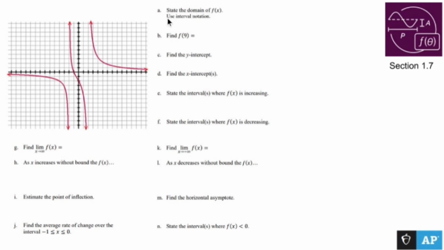All right, so state the domain of f of x, use interval notation. The domain is basically where the x is being represented. Now we have two places where x is not represented. Anytime we see an explosion where it goes down and then reappears, there's an asymptote there. And it appears that one of my asymptotes is at -2, and the other asymptote appears to be at +2. So that means my domain is going to be everything but -2 and +2.